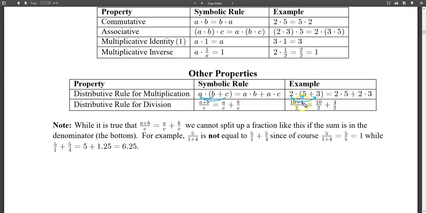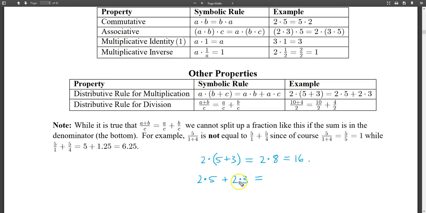Now, just to verify this quickly, the left-hand side would be evaluated like this: 2 times (5 plus 3). Now, by order of operations, which we have to get to, you do what's inside the parentheses first. So this would be 2 times 8, and that is 16. On the right-hand side, 2 times 5 plus 2 times 3.